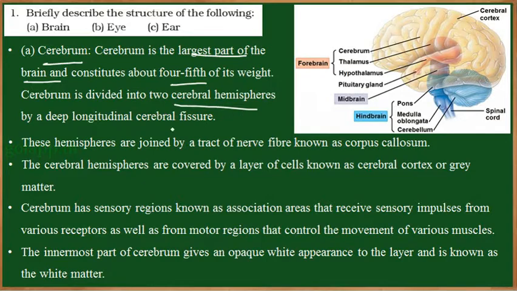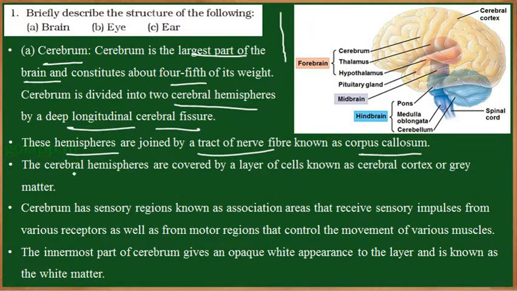These two hemispheres are separated by a longitudinal cerebral fissure. A longitudinal cerebral fissure like this runs in between the right and the left cerebral hemisphere. Now these hemispheres are joined together by a bundle of neurons or nerve fibers, and this bundle of nerve fibers is called corpus callosum. So corpus callosum is a bundle of nerves which connects the right and the left cerebral hemisphere.